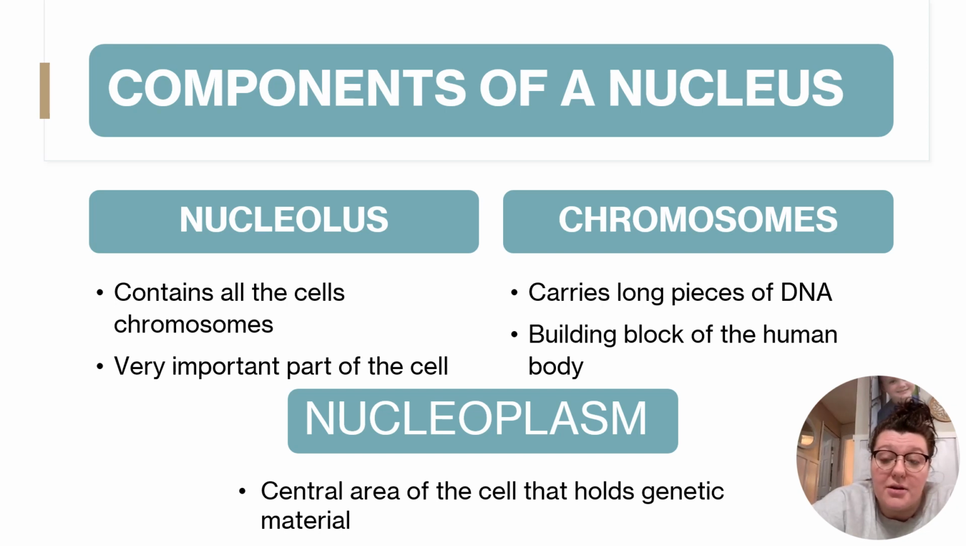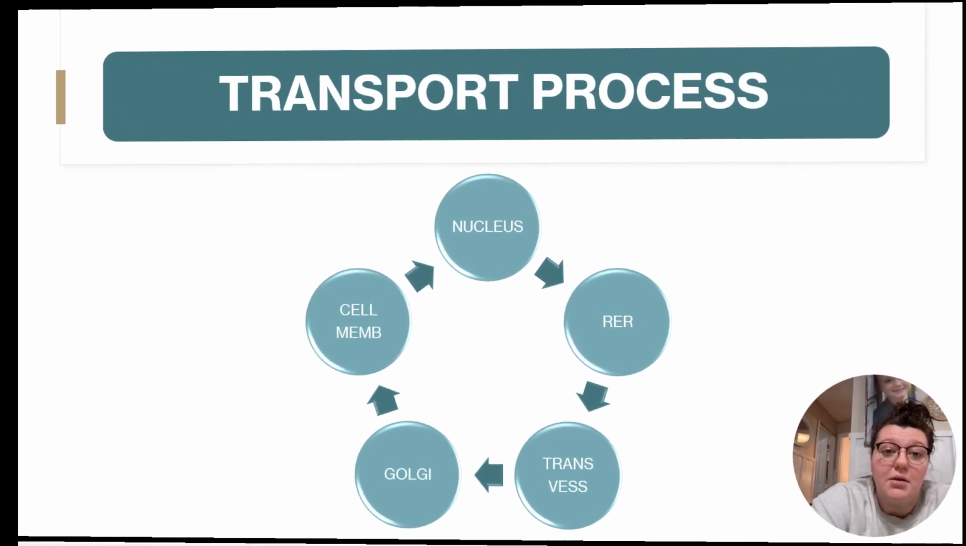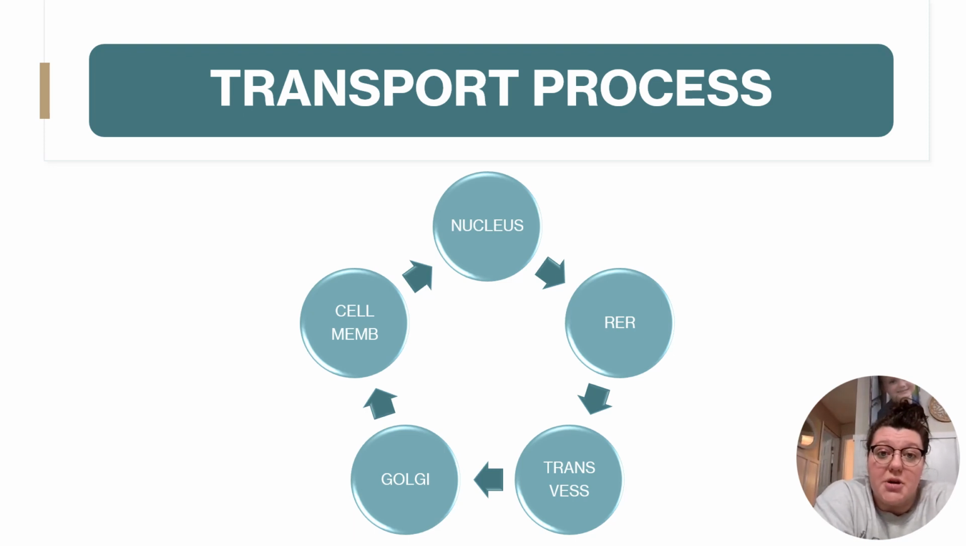Next, we'll talk about that nucleoplasm, which is the central area of the cell that holds genetic material. So this is really important too. All that genetic material, that's the makeup for everything. Next, we're going to go over the transport process of proteins. I'll go in more depth in the next slides, but this is just a little overview.